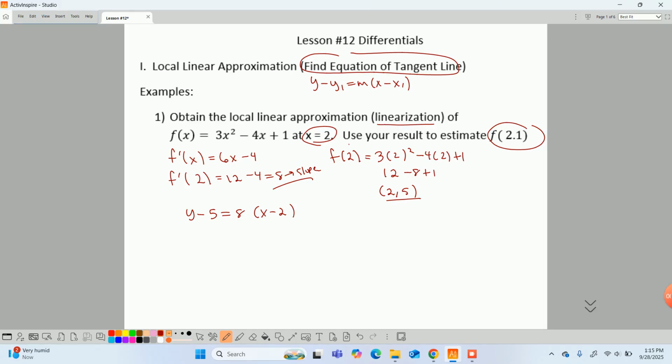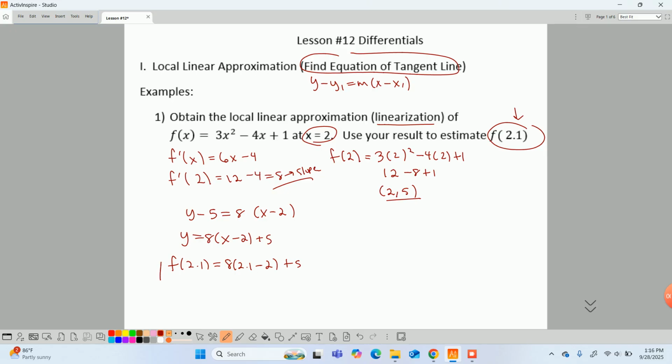Now, when they ask you to use your result to make an estimate for 2.1, I would just plug in 2.1 into this equation here. You can choose to move the 5 to the other side so that your equation ends up looking something like this: x minus 2 times that 8 plus the 5. Then when we plug in this 2.1, we make our estimate here, which will basically be f of 2.1. Again, this is just an estimate, but this will be 8 times 2.1 minus 2, and then plus 5.